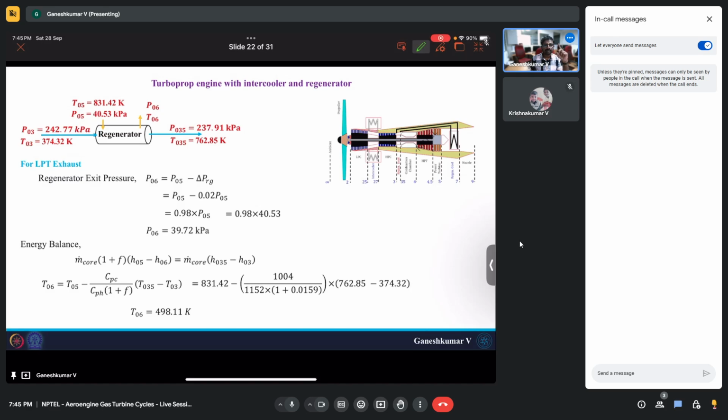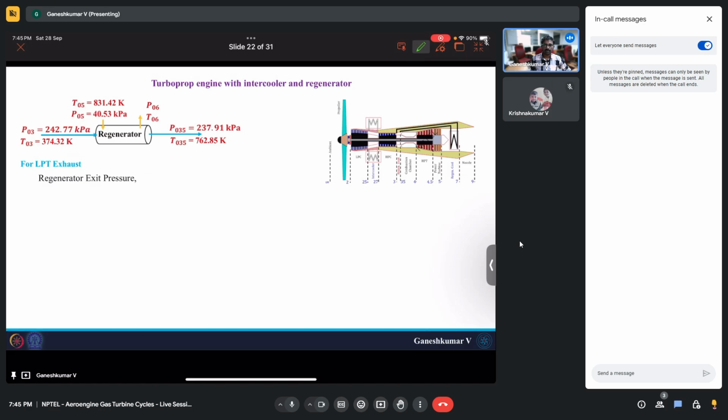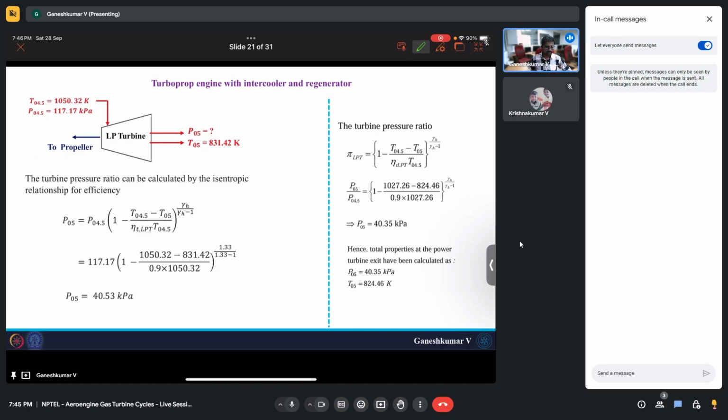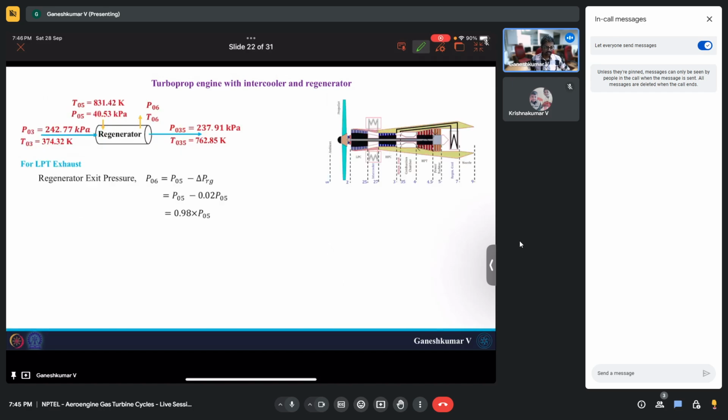Okay, because the energy which was going into the nozzle is higher in the lectures because we didn't have a regenerator, and you can clearly see from the temperatures and pressure. Here the pressure and temperatures are 39.72 kilopascal and 498.11 Kelvin. Whereas in the lectures, if you remember, you can note here, the power turbine exit temperature is very high. It was not 490, it was 824.46 Kelvin. So the energy that we are leaving for the nozzle is very less at this point, whereas in the lectures we are leaving a lot of energy to the nozzle. So let's see what happens in the nozzle.